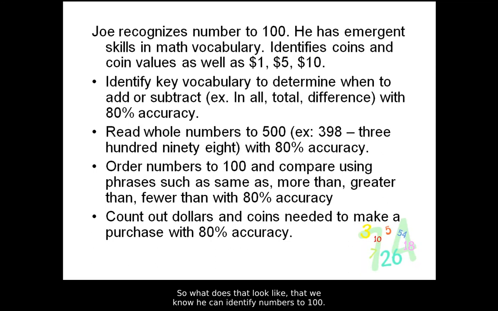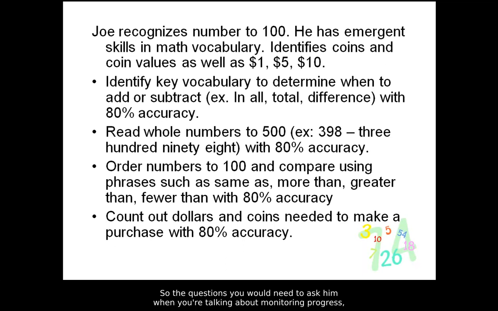In the next year, Joe will read whole numbers to 500, for example 398, with 80% accuracy. So what does that look like? We know he can identify numbers to 100, so within the next year he's going to go from 100 to 500. Joe's going to order numbers to 100 and compare using phrases such as same as, more than, greater than, and fewer than with 80% accuracy. Count out dollars and coins needed to make a purchase with 80% accuracy.